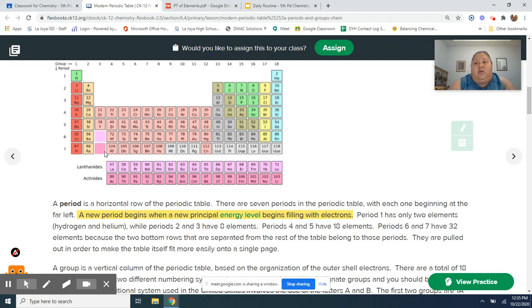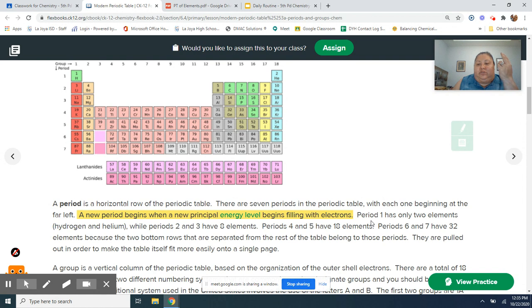Okay? So the maximum number of energy levels for the periodic table is 7 right now. It'll probably change in the next 50 years. Who knows? The only thing that you have to remember is the energy level. All you got to know is that every new period is a new energy level where electrons are found.